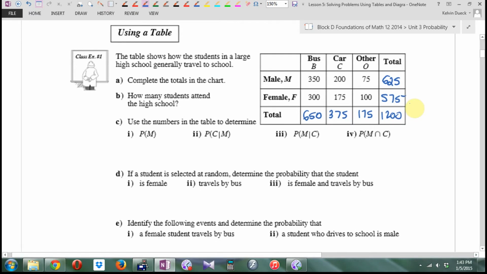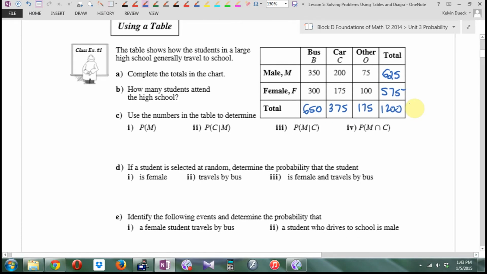So, complete the totals we've done. How many students attend the high school? 1,200. See it? Use the numbers to determine the probability of M. And we're not going to reduce these fractions. We'll leave these in not lowest terms.